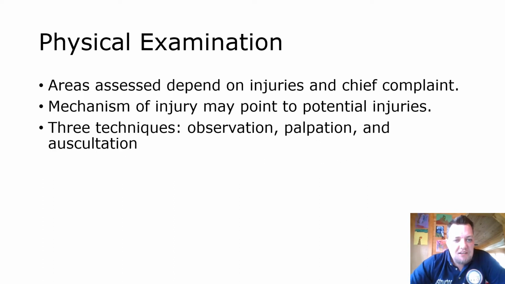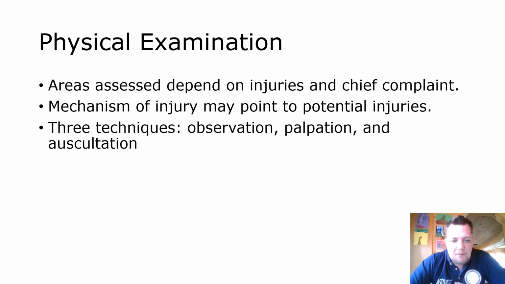So the physical exam: the areas assessed depend on the injuries and the chief complaint. The mechanism of injury may point to potential injuries. Again, when we talked about scene size-up and we were looking at rollovers and various other things, just the fact that it was a rear-end accident could indicate whiplash or some type of spinal injury.